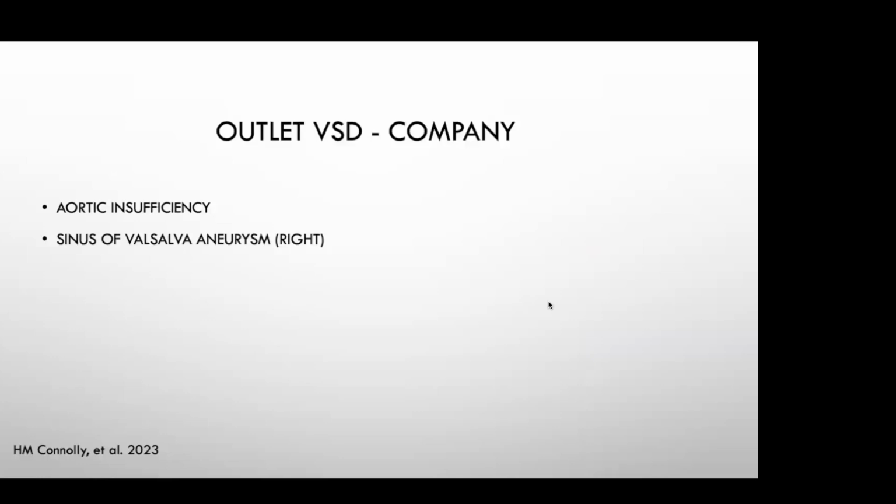So outlet VSDs are often associated with aortic insufficiency due to the prolapse of the right coronary cusp. This occurs about 2.5 times more often than it would with a membranous VSD. Probably because you have greater deficiency of the outlet septum, and this just leads to less support around the aortic valve. And if you have prolapsing of the coronary cusp, you can also develop a sinus of Valsalva aneurysm, usually a right sinus of Valsalva aneurysm, and downstream this could lead to complications such as rupture into the right atrium or the right ventricle. So sinus of Valsalva aneurysms are a very important complication to screen for in people with outlet VSDs.